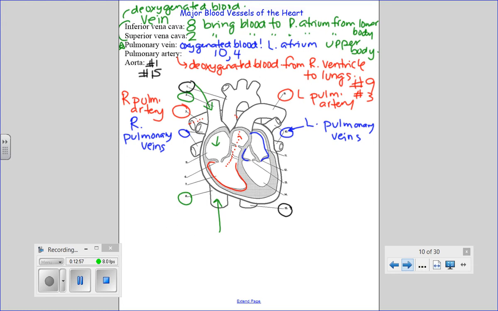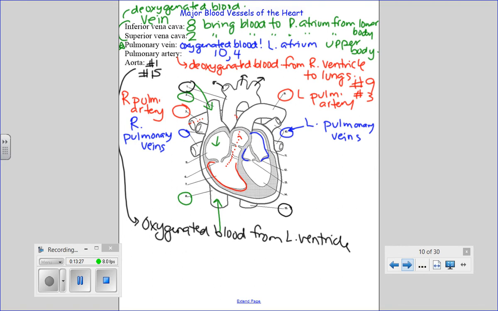And number 15 is showing how your aorta goes down to your lower body, as well as these branches that will go off towards your upper body. So your aorta is taking blood from your left ventricle. So I'm just going to come down here. It's taking oxygenated blood from your left ventricle to the rest of your body.